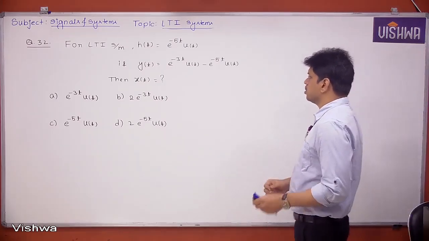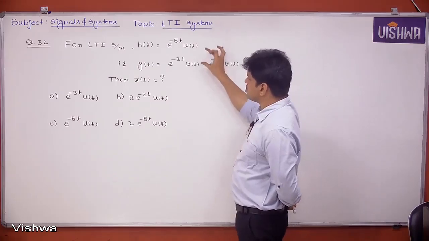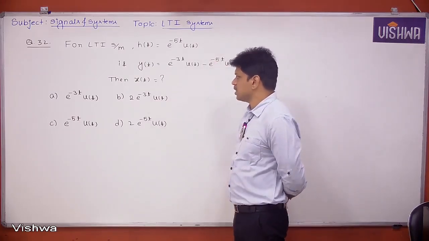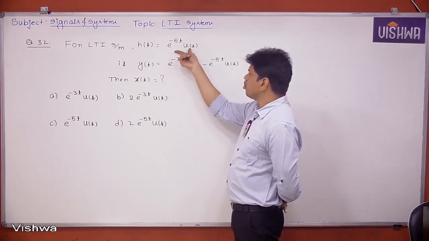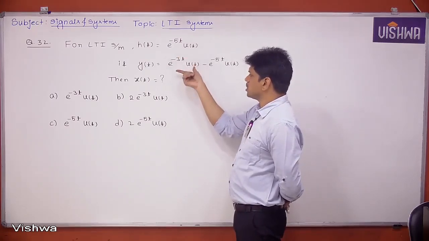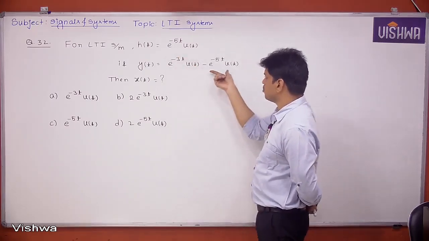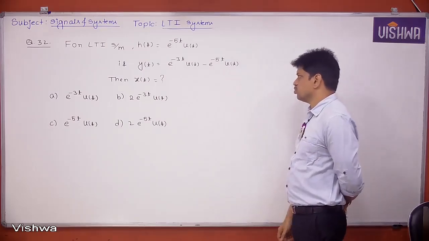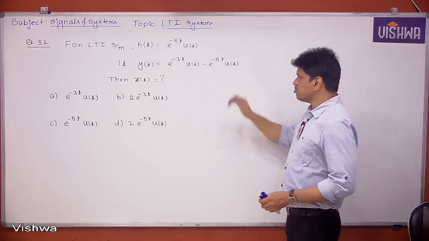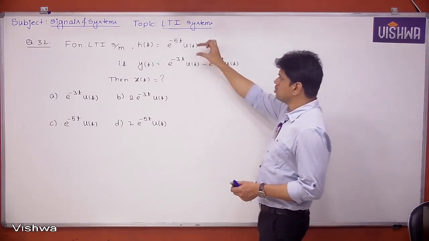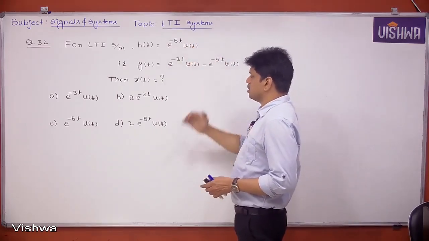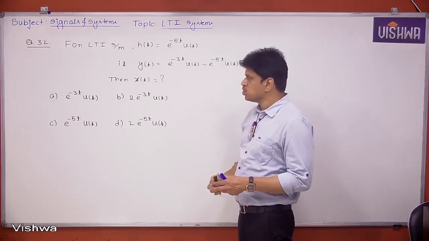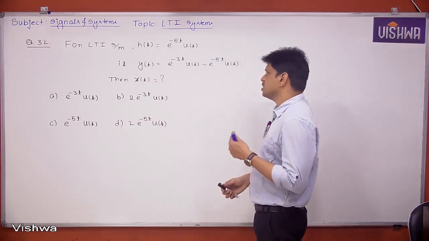Let's see. They have given the impulse response and output. They want to calculate x of t. But listen carefully. We have e power minus 5t as the impulse response. The output is e power minus 3t u of t minus e power minus 5t u of t. So to get this kind of output, in the convolution one signal is e power minus 5t u of t, then what might be the other signal? That might be in the form of e power minus 3t u of t.